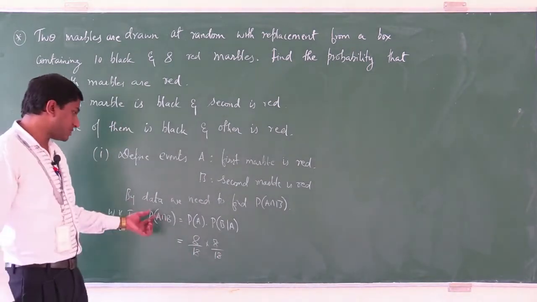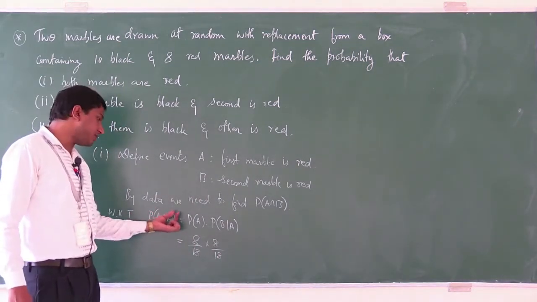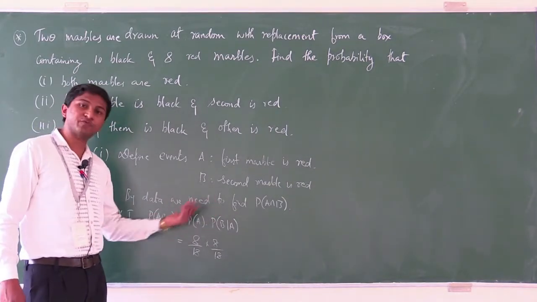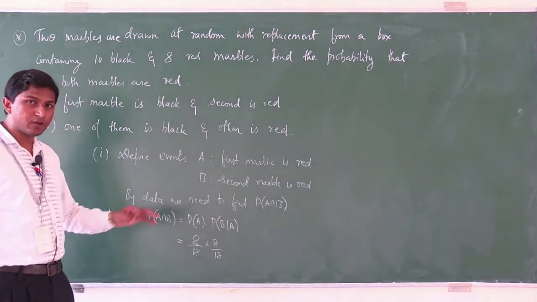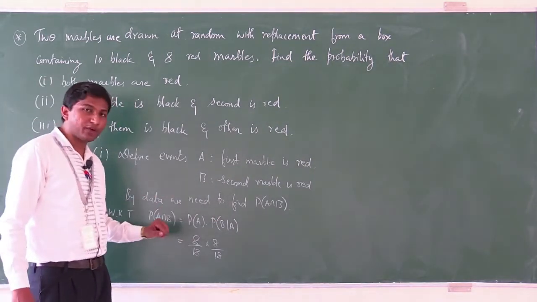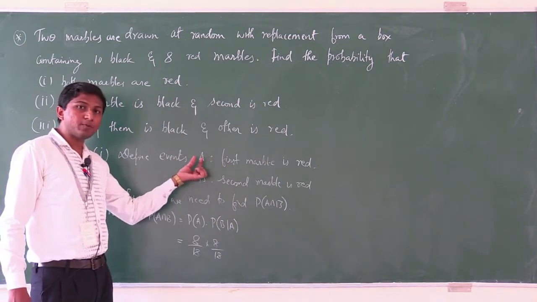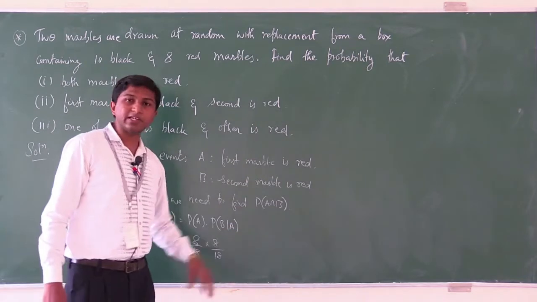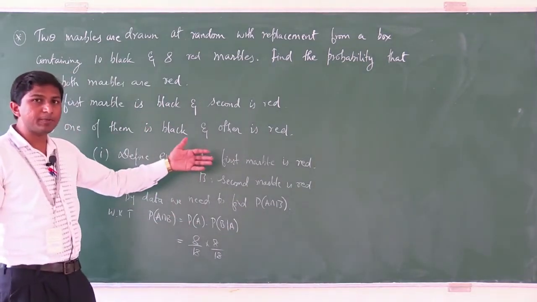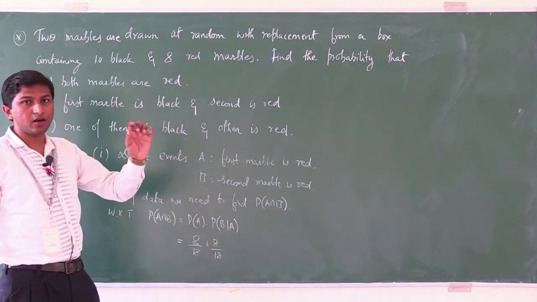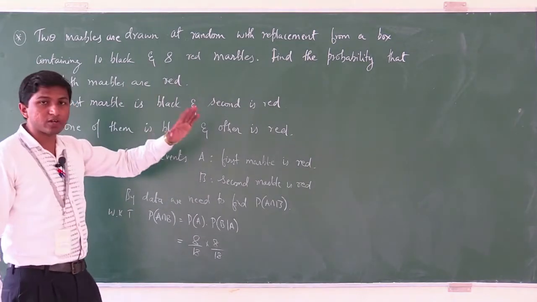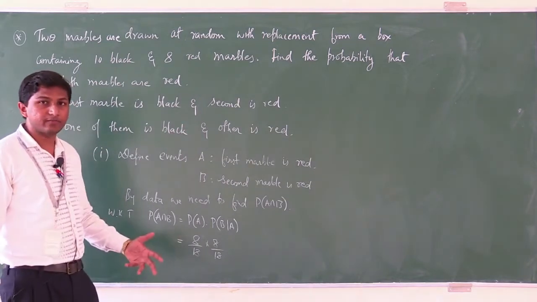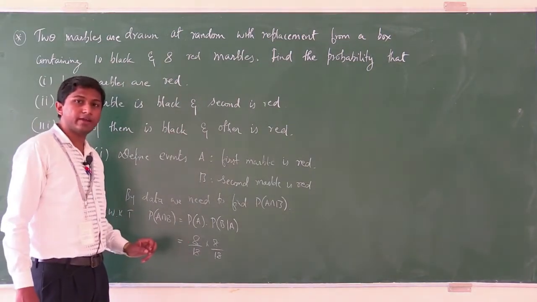Okay. So I repeat once again, P of A intersection B, we have written it as P of A into P of B. This follows from multiplication theorem of probability. What is P of A? P of A is nothing but probability of event A. What is event A? First marble is red. So what is the probability of picking a red marble out of this box containing 18 marbles, wherein 10 are black, 8 are red? It is nothing but 8 by 18.